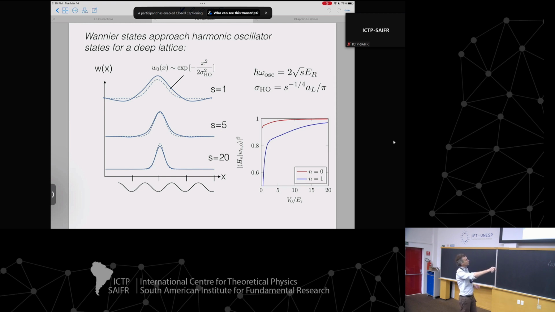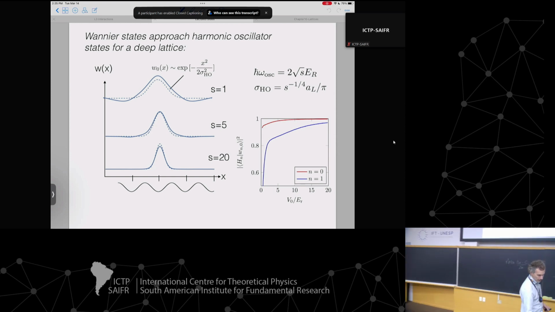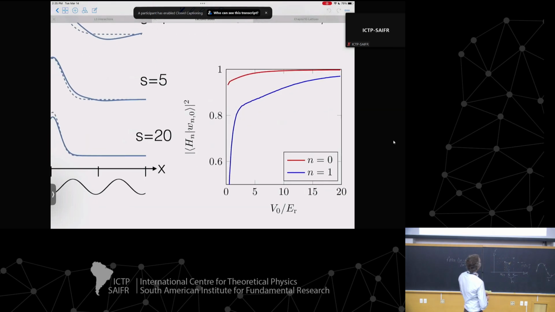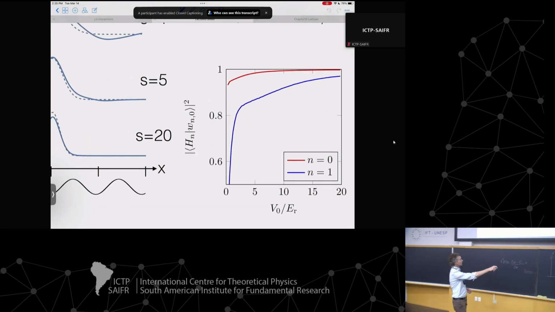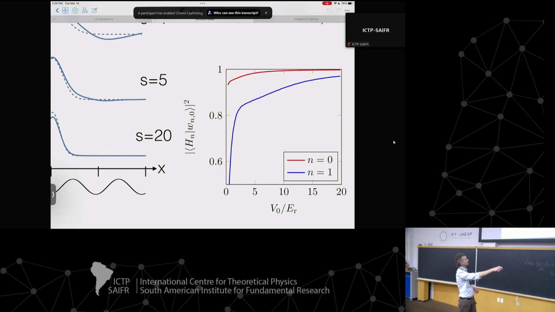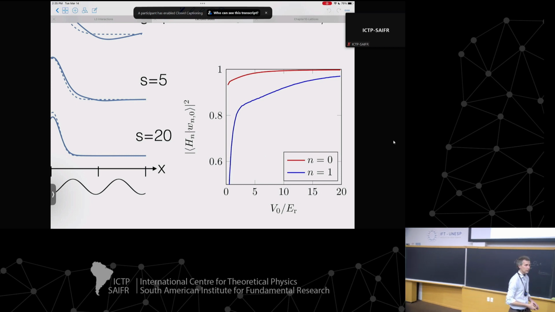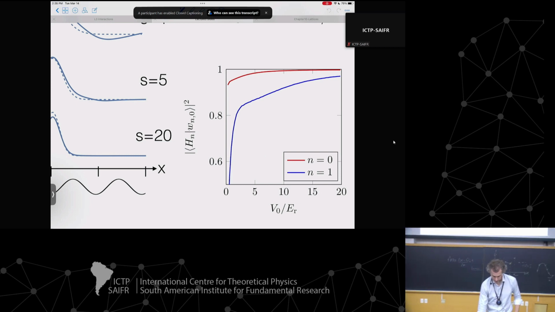And another thing you can do is compare, as a fidelity, the harmonic oscillator wave function and the Wannier function, which is what I'm plotting here. And if you look at this comparison, things look quickly very good for the ground state, and it takes a little bit longer for a deeper lattice for the wave function to be at the right level for the first band. But still, for deep lattices, this starts to be a very good approximation.